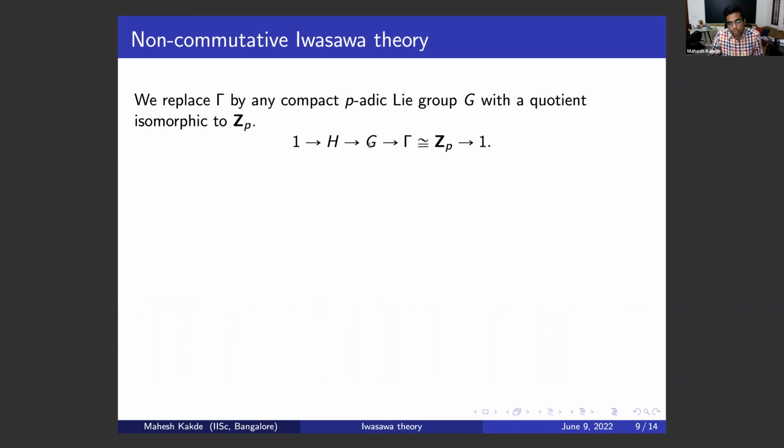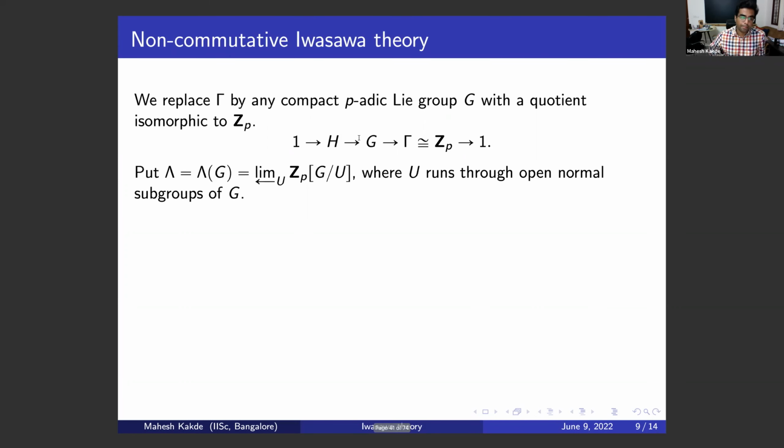Okay, so G has a quotient gamma which is isomorphic to ZP, and I denote the kernel by H. In this particular case, we have a very satisfactory description of what a non-commutative main conjecture in Iwasawa theory looks like. Otherwise, there are ways to formulate an Iwasawa main conjecture, but they are somewhat more abstract, and it's not clear how to actually prove anything for them.